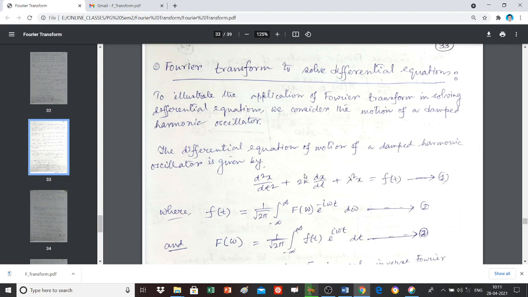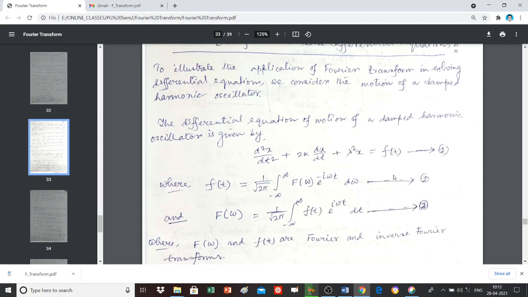Another force which resists its movement is proportional to its velocity, that is dx by dt, and that can be written as 2k, that is the constant, times dx by dt, and this is the acceleration of the particle. So the equation of motion can be written in this way: d2x by dt square plus 2k dx by dt plus lambda square x equals f(t), where f(t) is the periodic force that is applied on the particle.